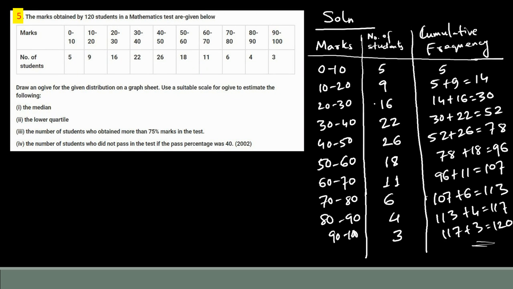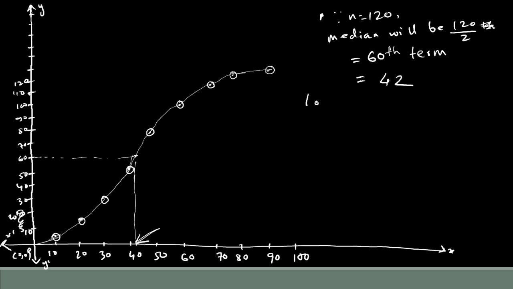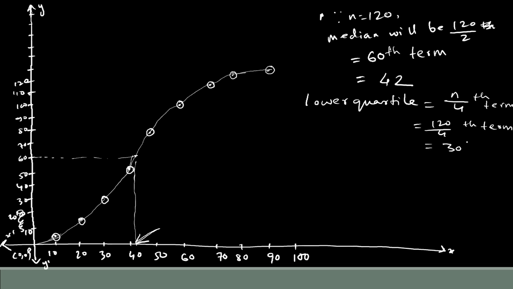Okay. So for the lower quartile, you have to find the n divided by fourth term. That is 120 divided by 4, which will give you the 30th term. So how will you find it? You draw from here at 30, and then you find the value on the x-axis. Let's say this came as 31.